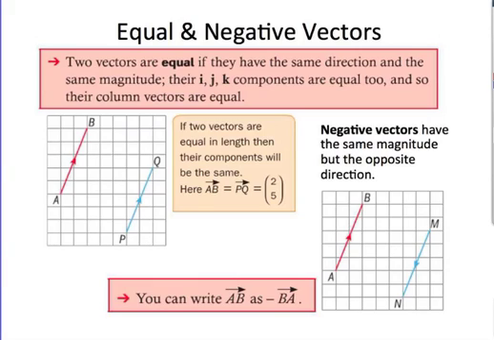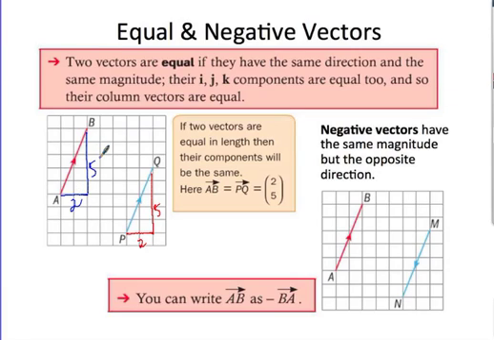So again, as long as the movement is 2, 5. So here we move 2 units in the x direction, 5 units in the y direction, and it's the same. This vector for PQ, 2 units in the x direction, 5 units in the y direction. 2, 5. And here as well, 2, 5.